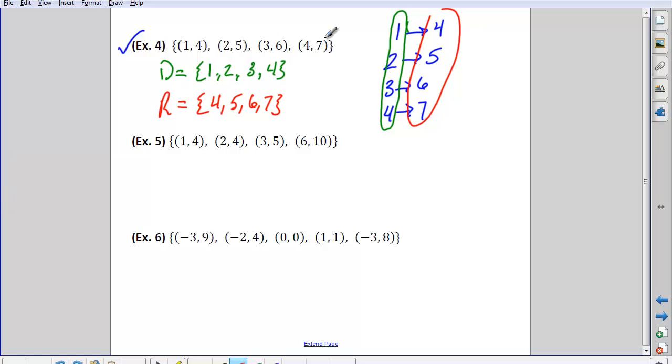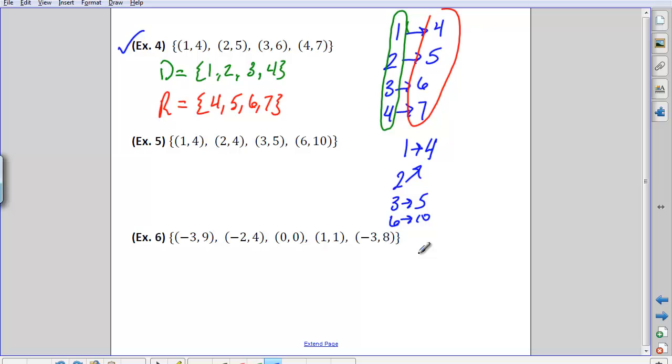Example 5, is that a function? Looking at those ordered pairs, I have 1, 4. I have 2 also corresponding to 4. Is that okay? Yeah, that's fine. That's an input of 1 going to 4, input of 2 going to 4. Each input has 1 output, even though they're the same output, no problem. 3 goes to 5, and 6 goes to 10. I would say that's a function.